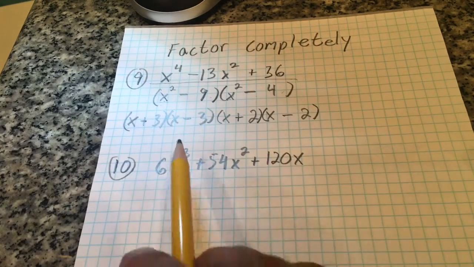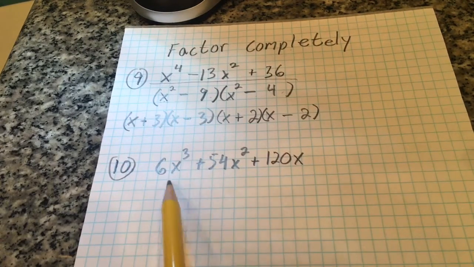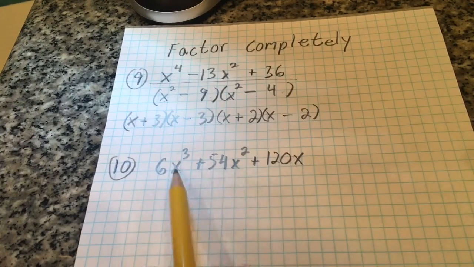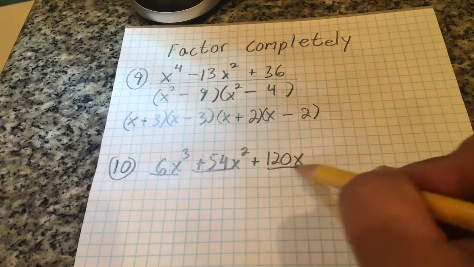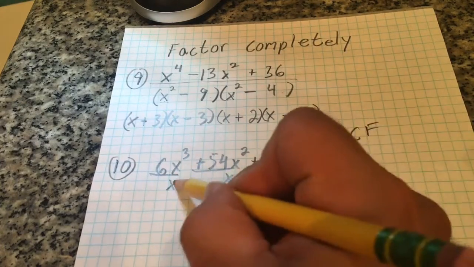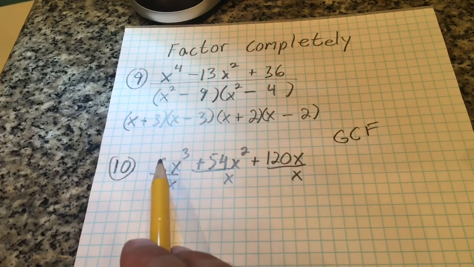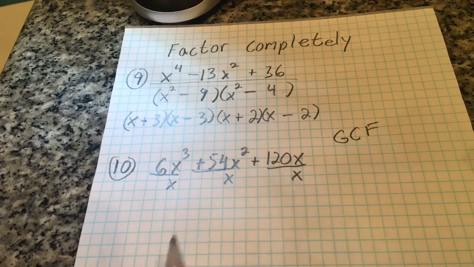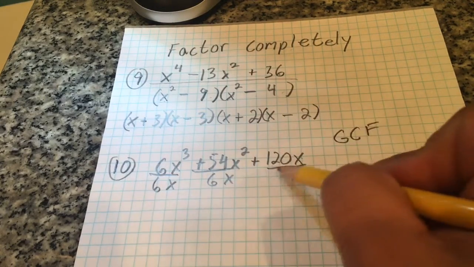Now I want to factor this, which is a third degree polynomial, third degree trinomial. But I notice there's an x in each term. So that means I want to seek out something called the GCF, the greatest common factor. And I notice that I can pull an x out of every term. But then I'm a little bit more observant, and I notice that a 6 goes into each of these terms. So my GCF is 6x.